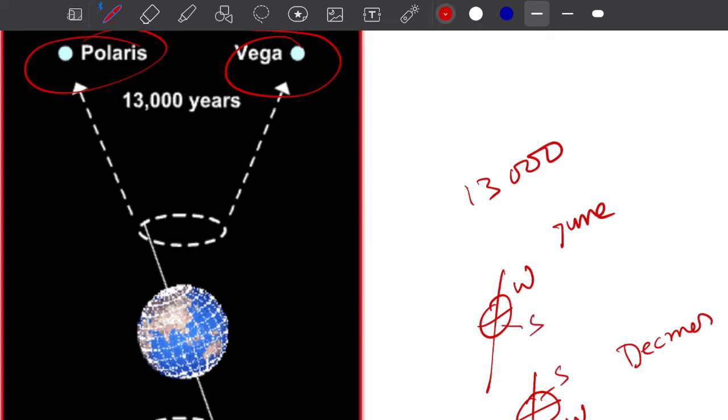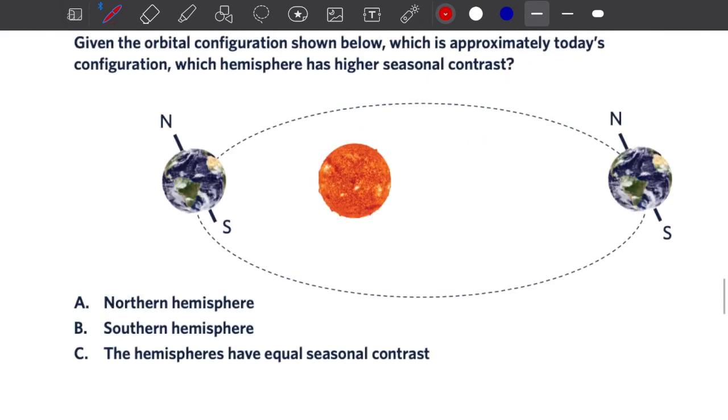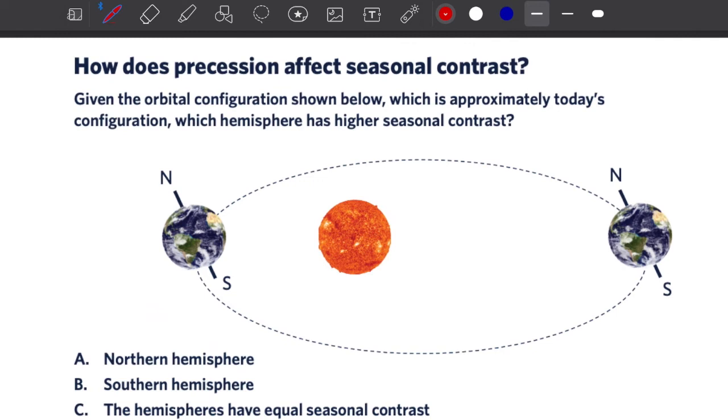Here we have summers, here we have summers. Got my point? It's opposite. Now here, how does precession affect seasonal contrast?